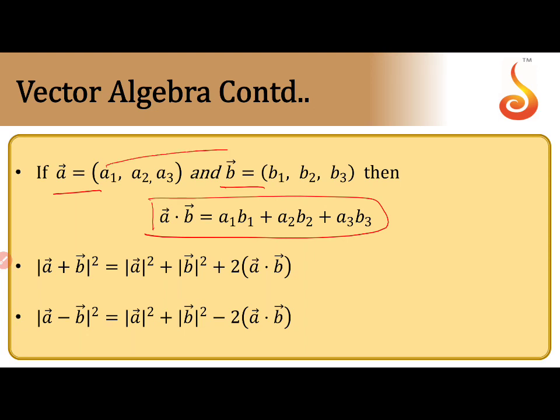So A1 B1, A2 B2, A3 B3: the sum of products of the corresponding components of i, j, k gives the dot product between two vectors.